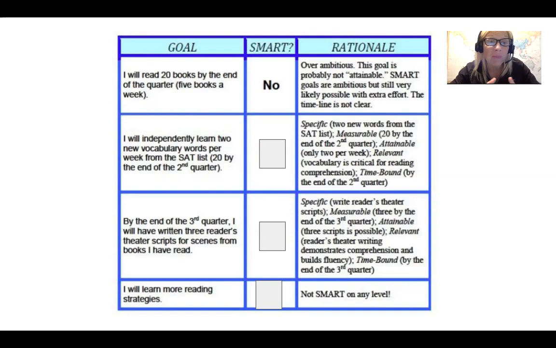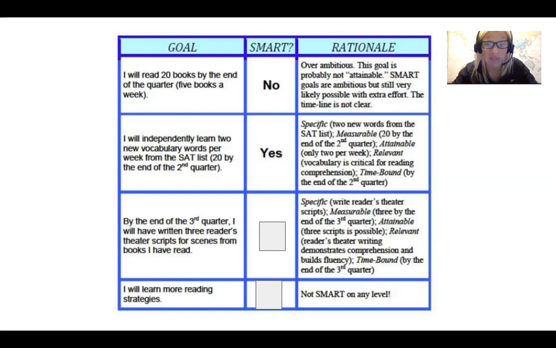Here, it says by the end of the quarter, 5 books a week. We would have to break that down even more to I'm going to read this book over the course of 4 days, because all of the books are different and they're not going to be the same in terms of how long it takes you to get through them. Let's look at the next one. I will independently learn 2 new vocabulary words per week from the SAT list, 20 total by the end of the quarter. What do you think? Is it SMART?